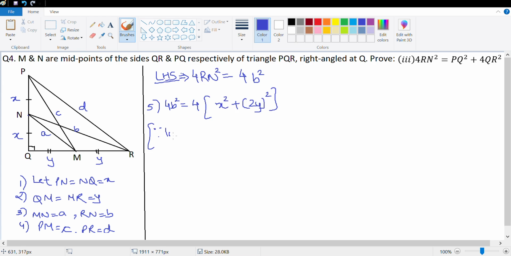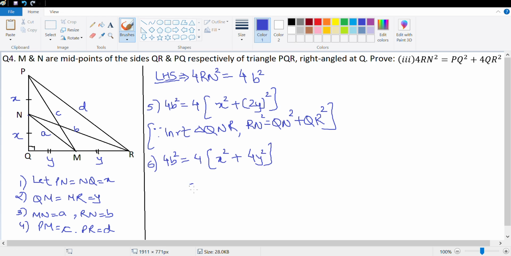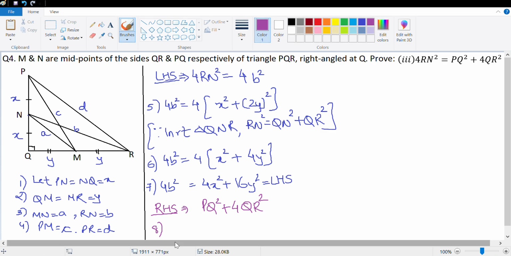Now since in a right triangle QNR, RN square is equal to QN square plus QR square, we have 4b square is equal to 4 times x square plus 4y square, which means 4x square plus 16y square. So that's our left hand side, which is equal to 4x square plus 16y square. Let's work with the right hand side. The right hand side is PQ square plus 4QR square, which is equal to, PQ is nothing but (2x) whole square, plus 4 times QR. QR is (2y) whole square.